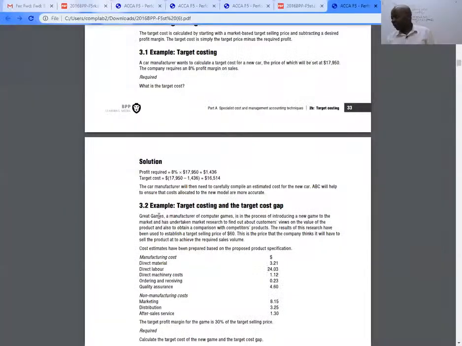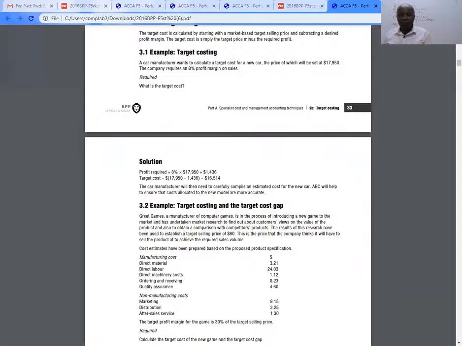Teresa, this is a question we are doing. Example 3.2, target costing and target cost gap, where they have asked us to calculate the target cost of the new game and the target cost gap. You simply follow the steps that we have laid down.